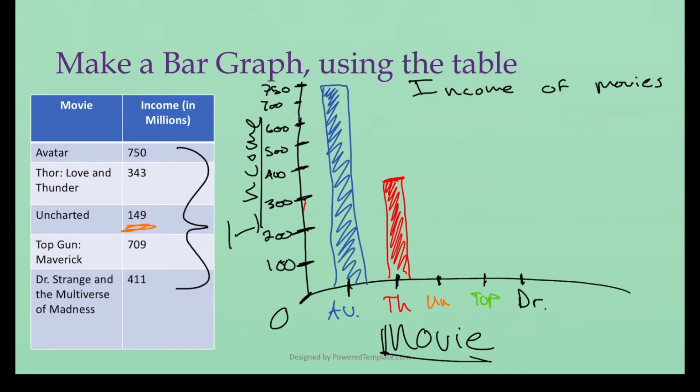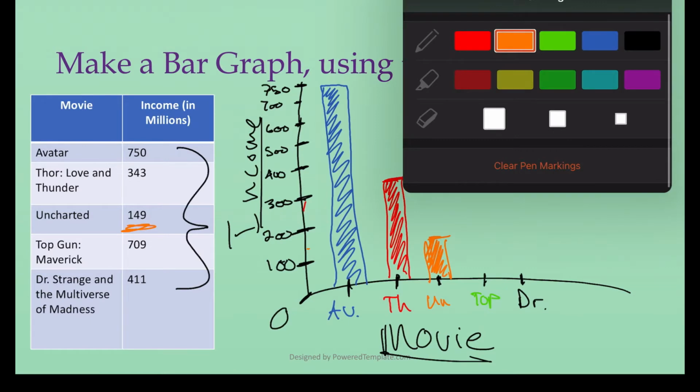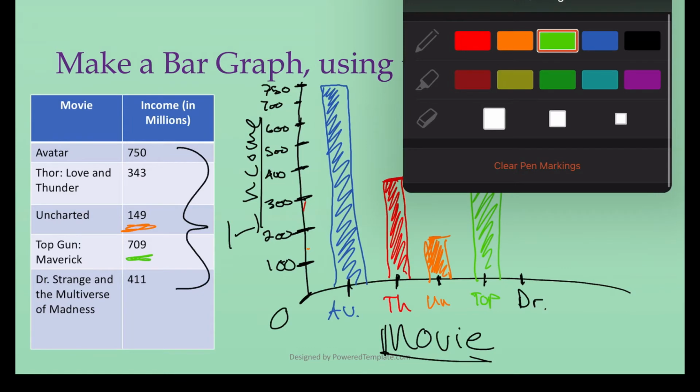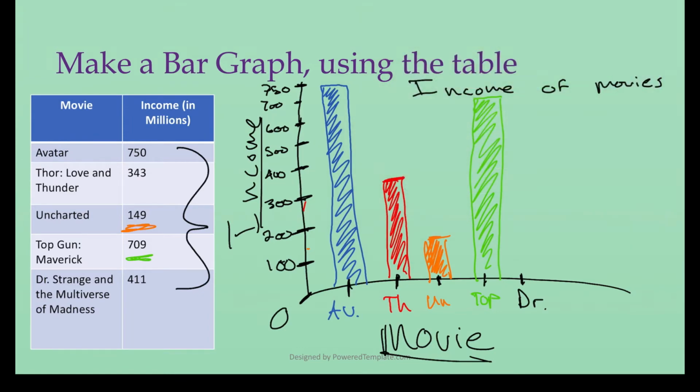Next is our Uncharted, so 149. So we go to 100 where we think 149 would be. Make a line and create our little bar. And we keep going until we have all of our movie bars listed up here. Here's a bar for Top Gun. Coloring in. And last but certainly not least, Doctor Strange.